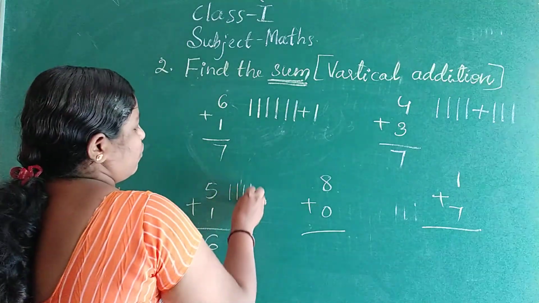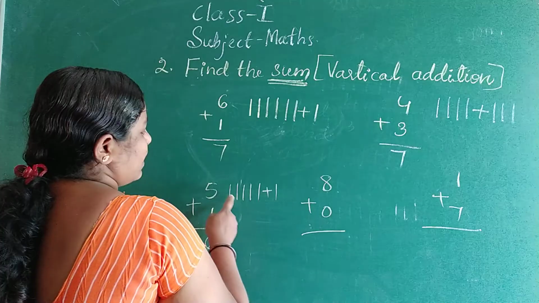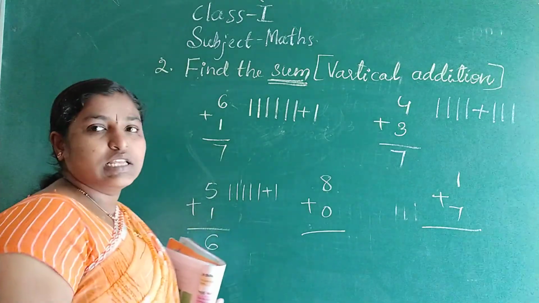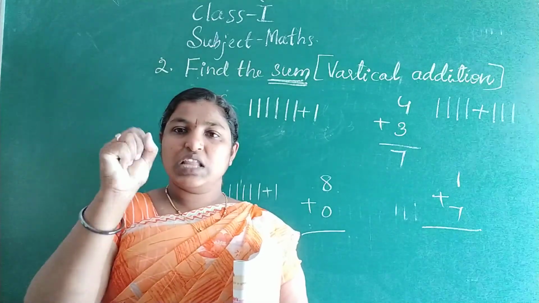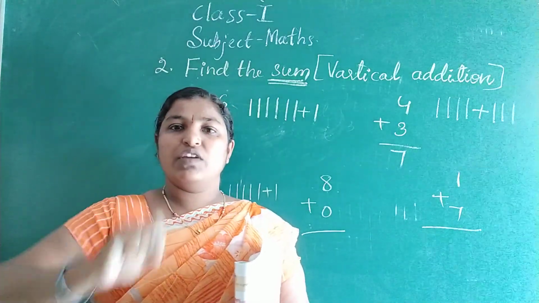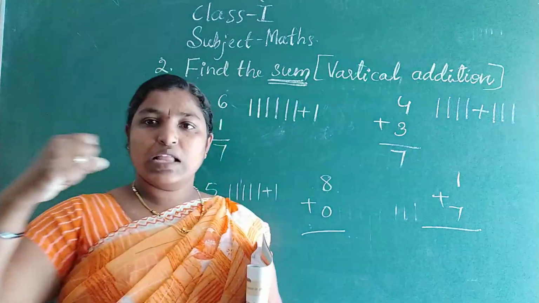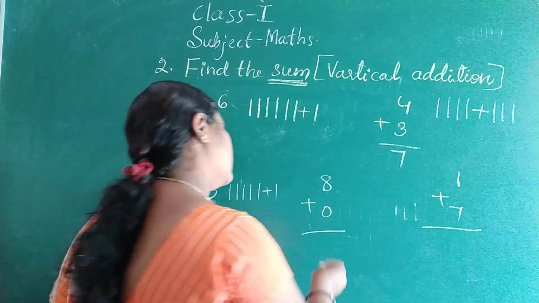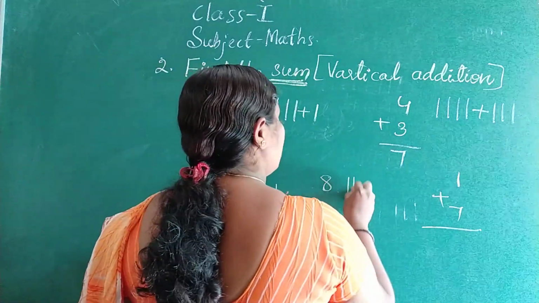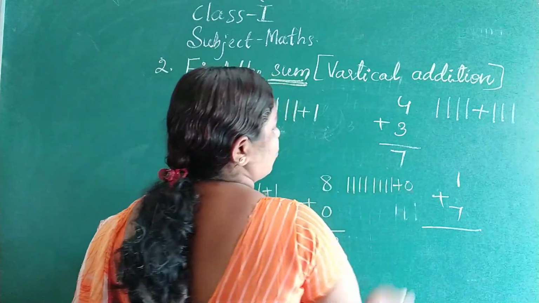1, 2, 3, 4, 5 plus 1. 1, 2, 3, 4, 5, 6. So the answer is 6. 8 plus 0. 0 means nothing. No, don't open any finger. Okay. 8 plus 0. The answer is, what is remaining in your mind? That is 8. 1, 2, 3, 4, 5, 6, 7, 8 plus 0.